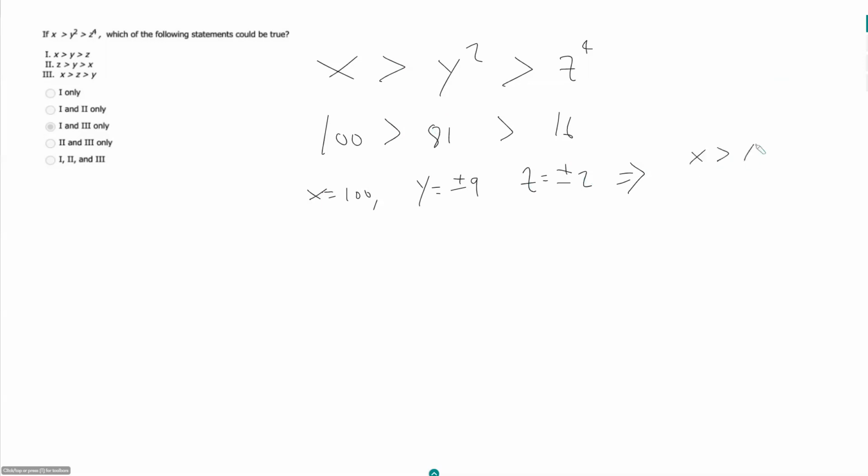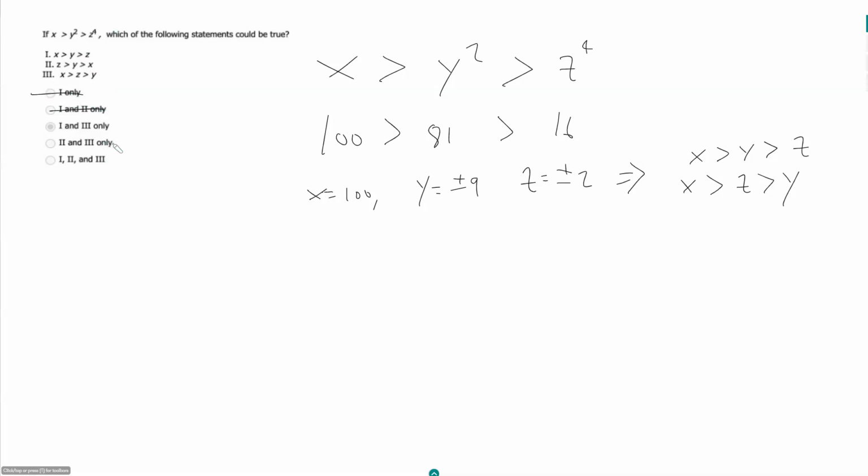So based on this, if we have 100, 9, and 2, we can have x is greater than y, which is greater than z, and so that's a choice. That's our first statement here. What else could we have? We can also swap our y and our z, because another option we can have is 100, 2, and then negative 9. And in that case, it would be x is greater than z, which is greater than y. So based on that, 1 and 3 are both possible, and so we need a 1 and a 3 in our answer choice.